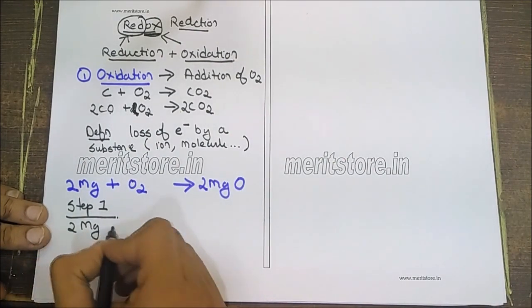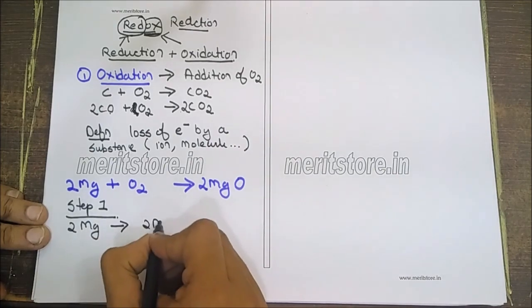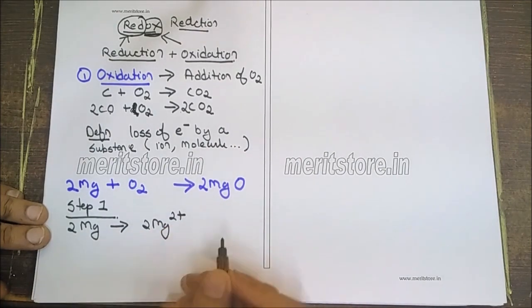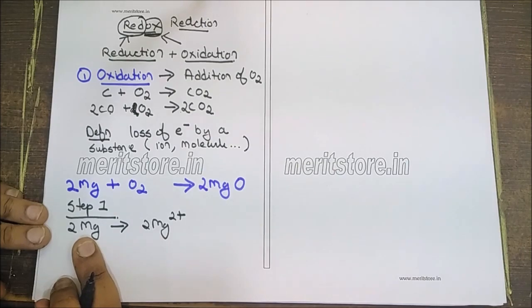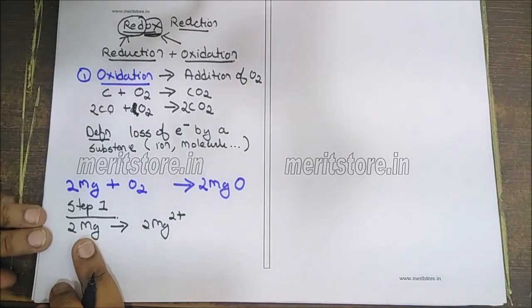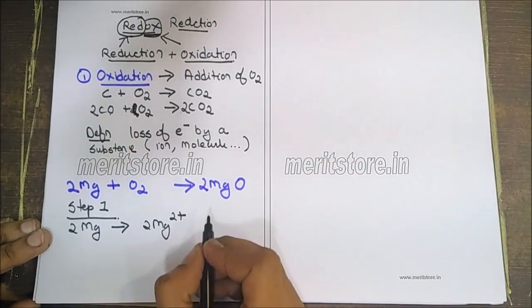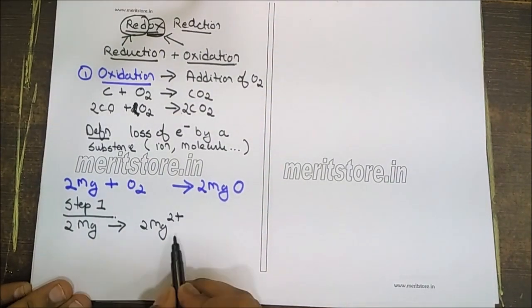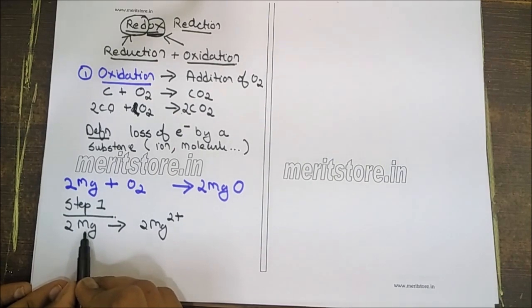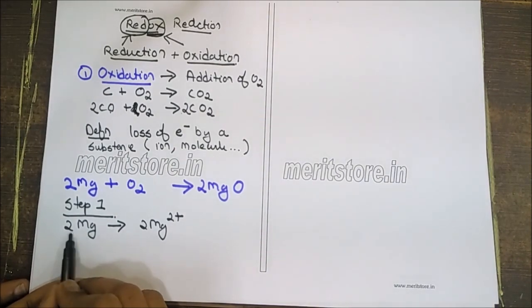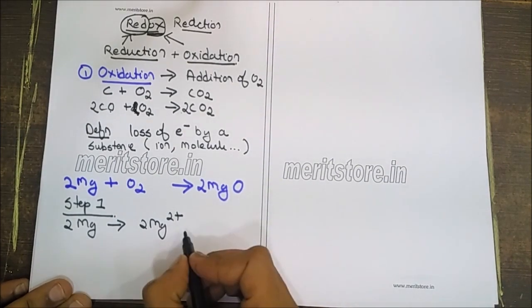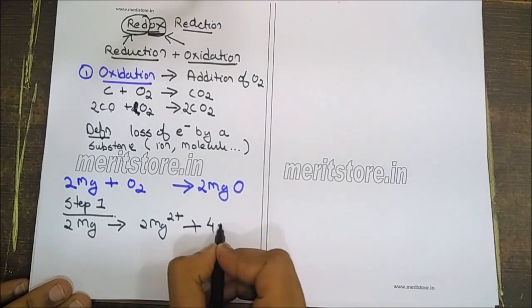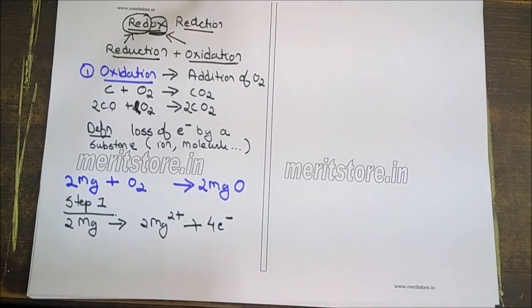These magnesium atoms will be losing 2 electrons. Now each atom of magnesium is losing 2 electrons. So magnesium will be first of all losing 2 electrons. So each atom is going to lose 2 electrons. So here there are 2 atoms of magnesium, so it will be losing 4 electrons.